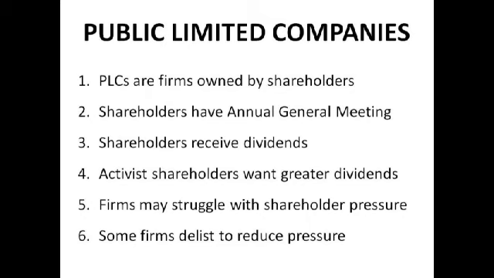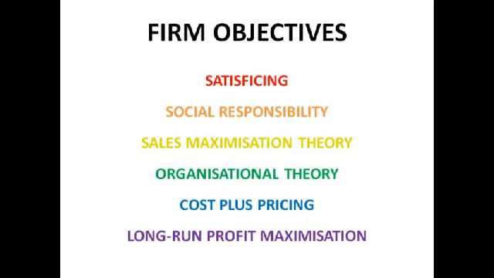Now let's look at some firm objectives, and we've got a lovely rainbow here to help us. The first one is satisficing, and I always think it says satisfying, and a lot of things are satisfying, but satisficing might not be, because it's when a firm has a satisfactory but not a maximum profit, so it could make more profit. And basically when a firm is satisficing, it's reducing the risk of activist shareholders, because it's getting profit within a set range.